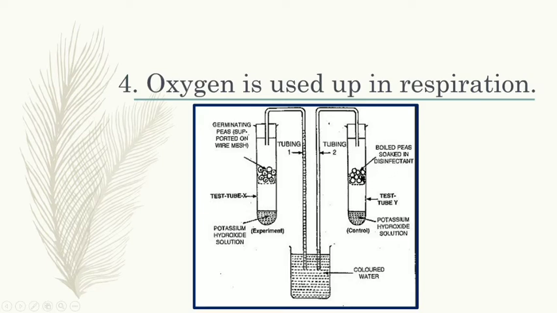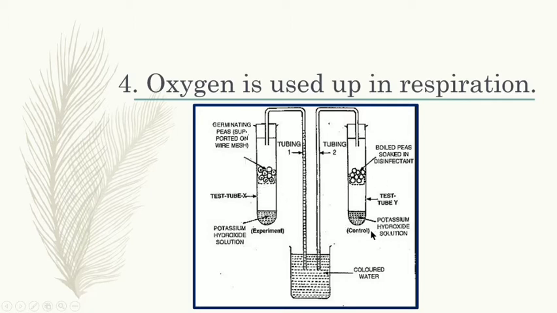Boiled pea seeds we are placing here because they are dead cells, they will not show respiration, and this is the control setup and this is the experimental setup. What is the difference between the experimental and control setup? In the experimental setup we study a condition and the influence of different factors on that condition. So here we are studying the process of respiration and the effect of factors like oxygen being used up in respiration. So we are going to study the use of oxygen.